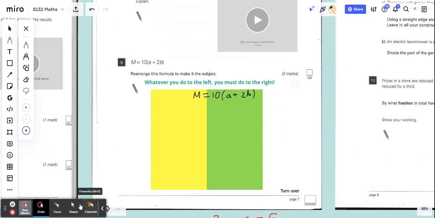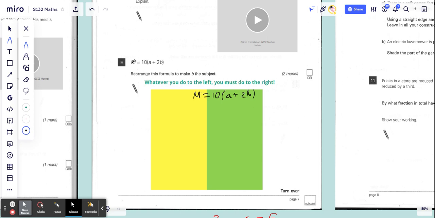Right, so this question is about rearranging equations, and it's definitely something you need some help with. So what I've done is I've set out a little template. This is how I've been helping people recently who struggled with rearranging equations. Whatever you do to the left, you must do to the right. And what I mean by left and right is left and right of the equal sign.